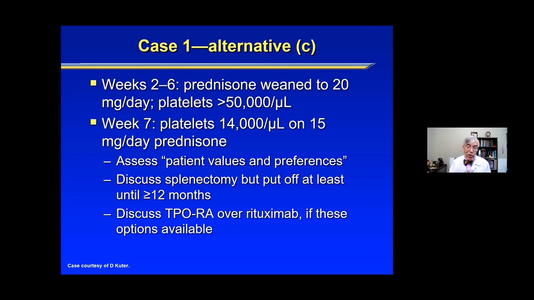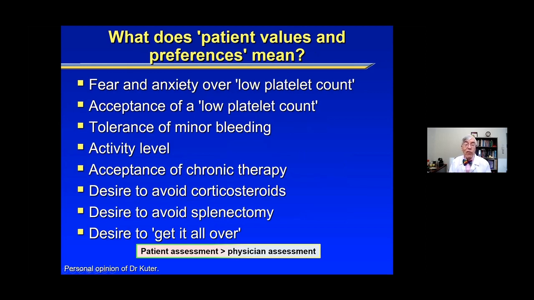Well, at this point, you discuss with the patient her values and preferences. And what does this mean? This is how much fear and anxiety is there over a low platelet count? How much does a patient accept a low platelet count? What's your tolerance for minor bleeding? What's your activity level? What's your acceptance of taking a therapy every day or every week? What's your desire to avoid the bad drug, corticosteroids? What's your desire to avoid splenectomy? And what's your desire to say, let's get this all over with, take my spleen out, make me all better?